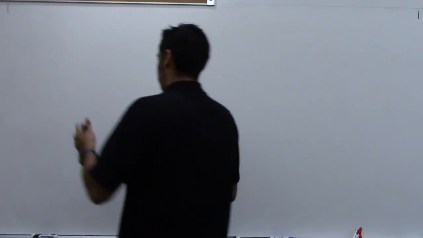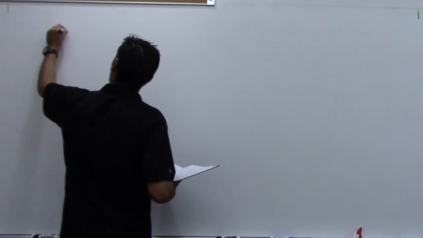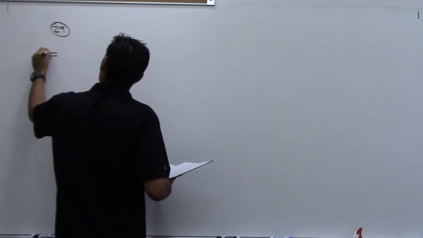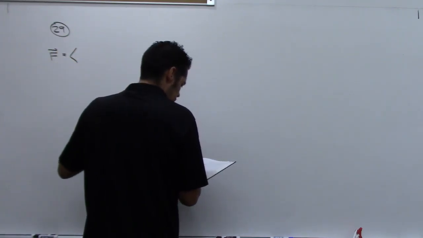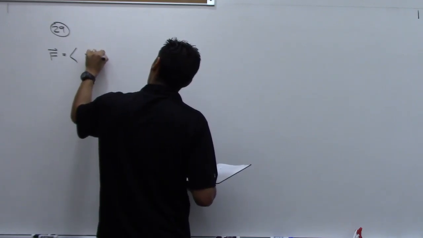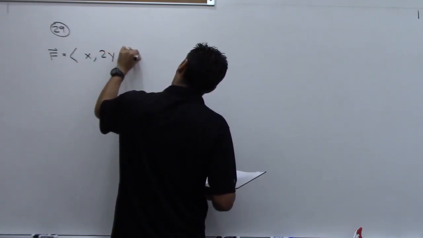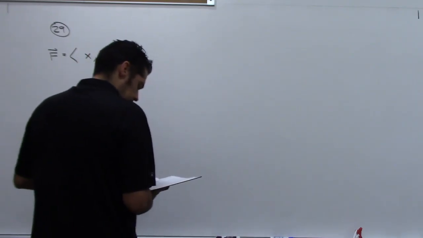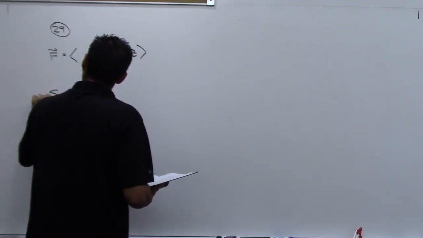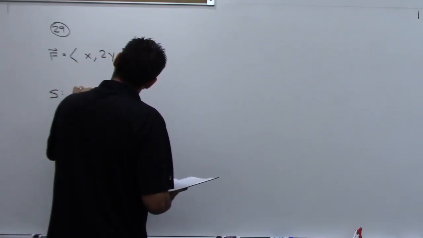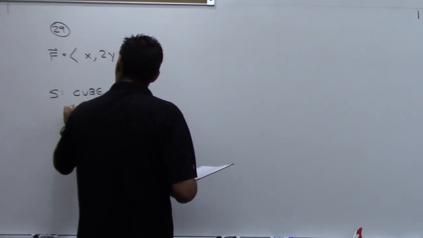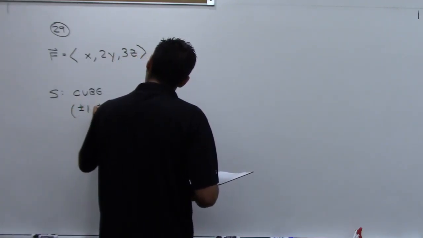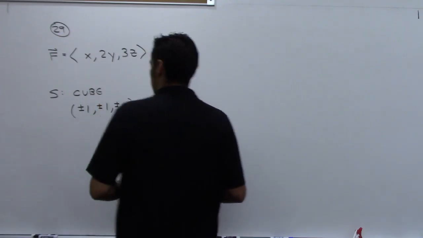All right, we have 29, our field, which is x, 2y, 3z. And then the cube, we have S is the cube with vertices plus or minus 1, plus or minus 1, plus or minus 1.